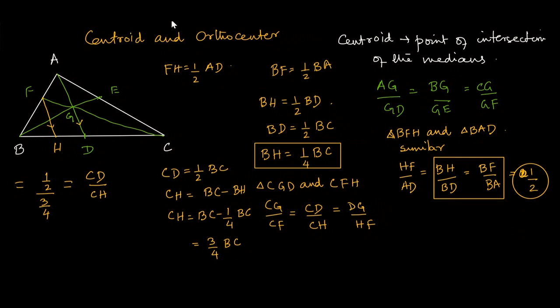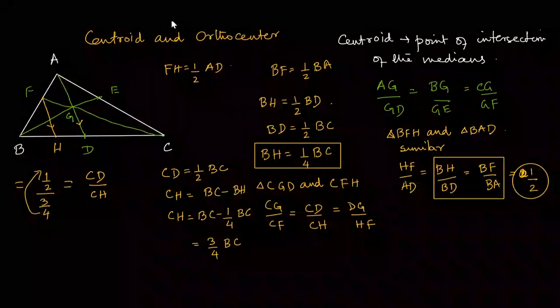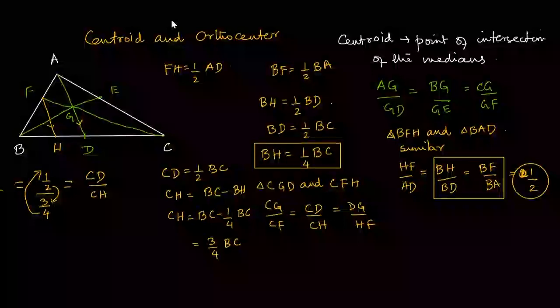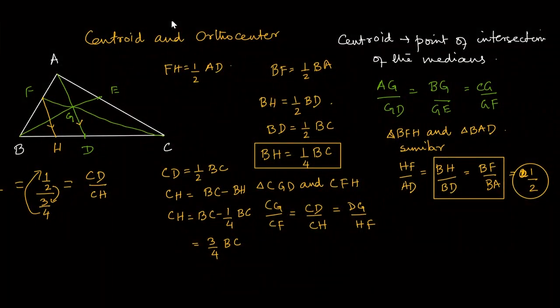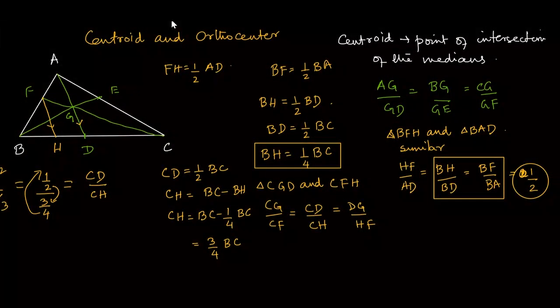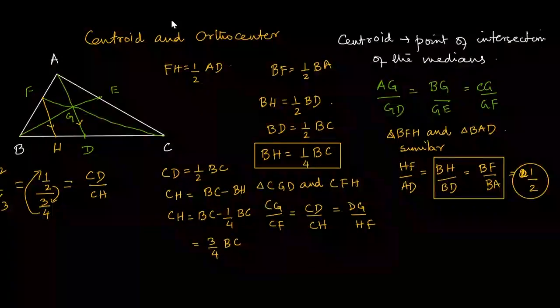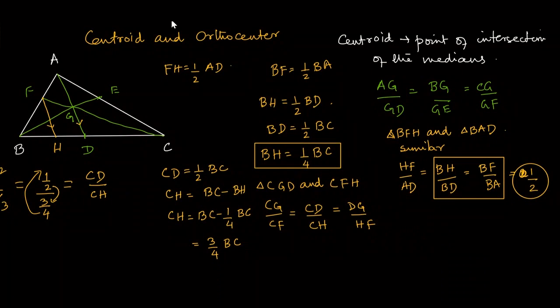So we'll take this 4 will come up, this 2 will come down. So 4 by 6, or 2 by 3, right? CD by CH is 2 by 3, right?